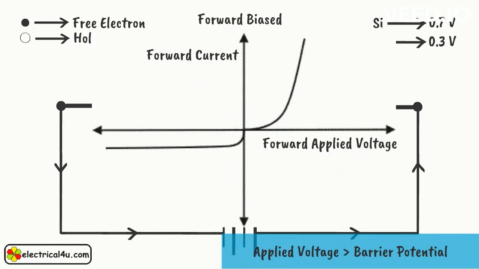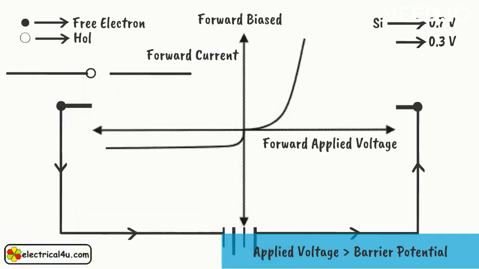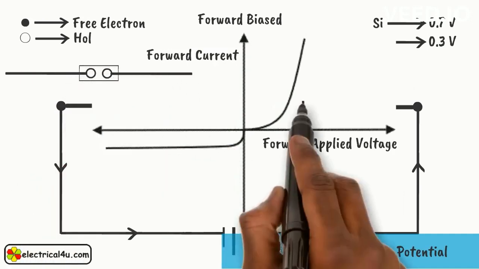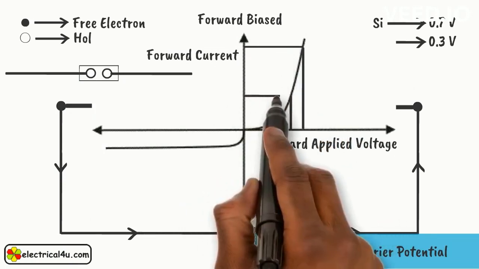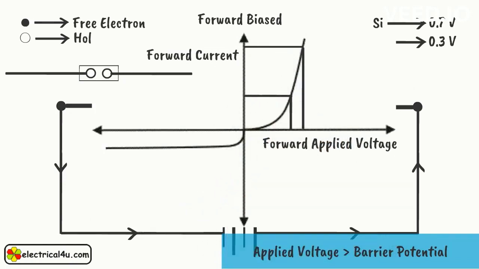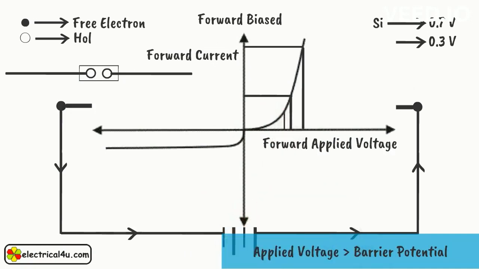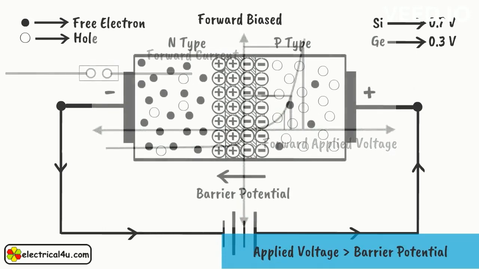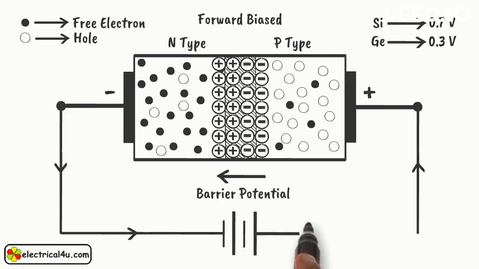If we apply more forward voltage than the forward biased voltage, the diode behaves as a closed switch. Now it gives rise to an uncontrolled forward current through the diode. There is no more voltage drop across the diode beyond this forward biased voltage. We can only limit the current by connecting external resistance in series with the diode.